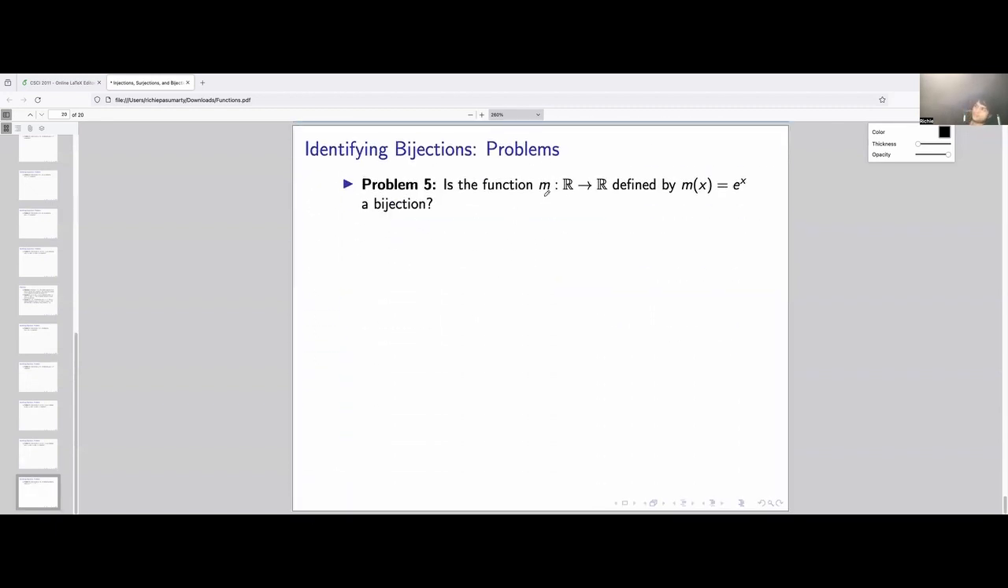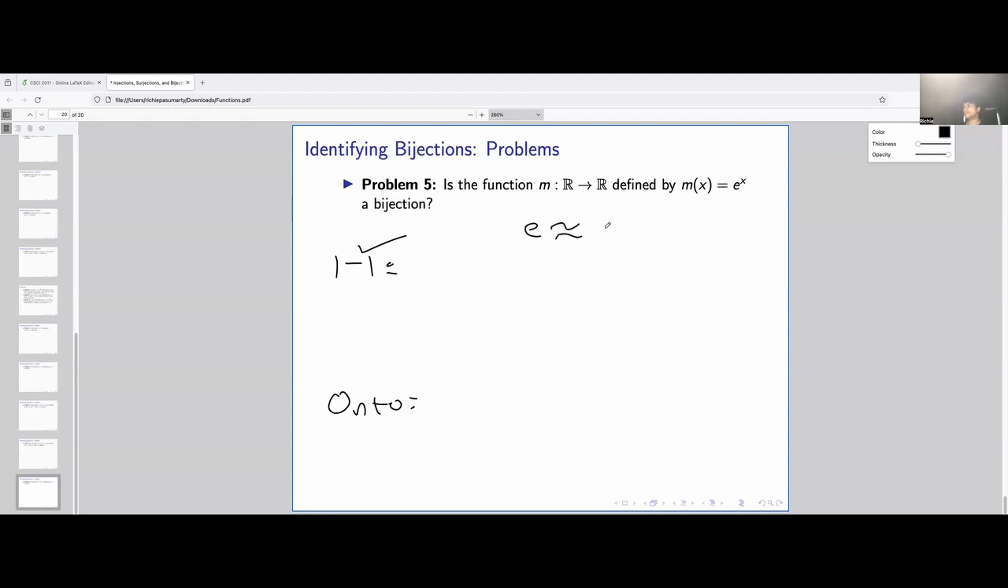Okay, let's look at this one. Is this a bijection? Is it 1-to-1? Well, yeah, it is 1-to-1. I won't rewrite it, but we figured out that it is 1-to-1. Is it onto? Okay, so e to the power of something has to be positive, right? e to the power of anything is a positive number, by the way.